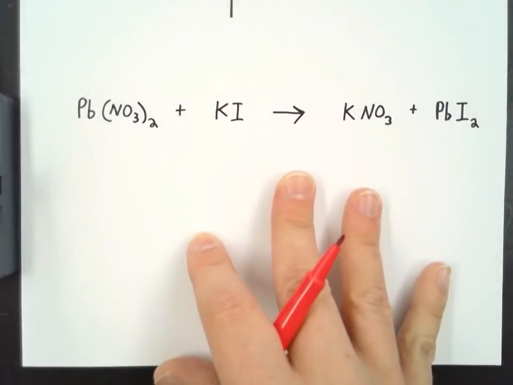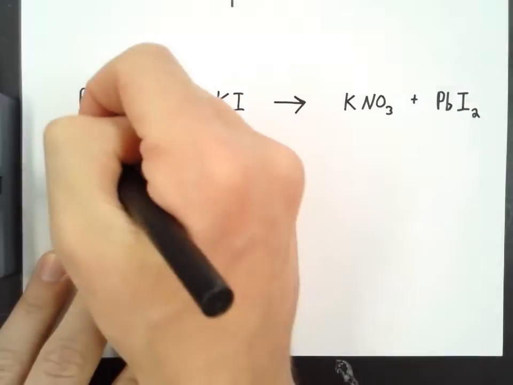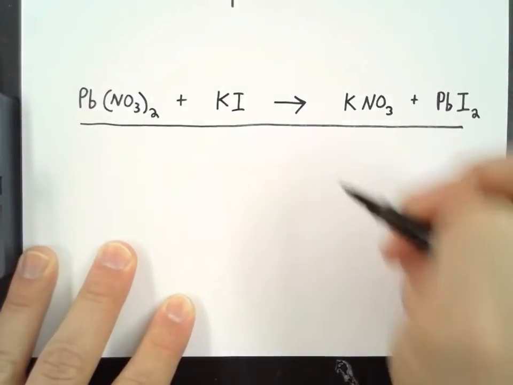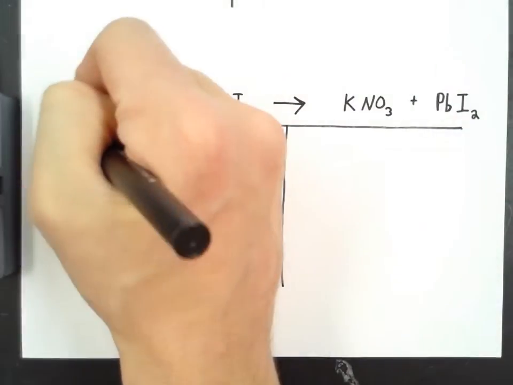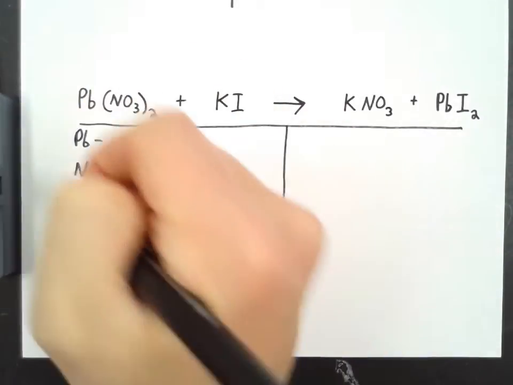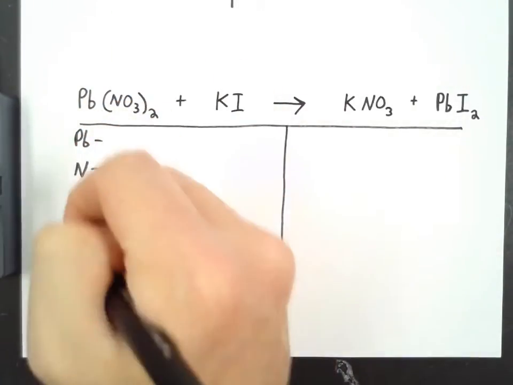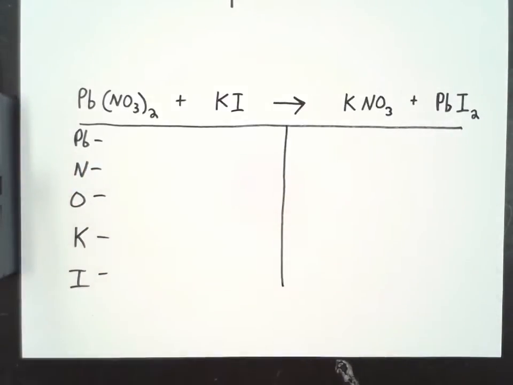Okay, so this one's a little bit more complex, but we're going to tackle this problem the same way as the other one. I'm going to start by drawing my T-chart. So again, I divide the T-chart underneath the arrow, and there's a lot more going on in this one, so let's figure out what types of atoms we have on the reactant and product side. So I see that we have lead, nitrogen, oxygen, potassium, and iodine. So this time I have 5 different elements to deal with.